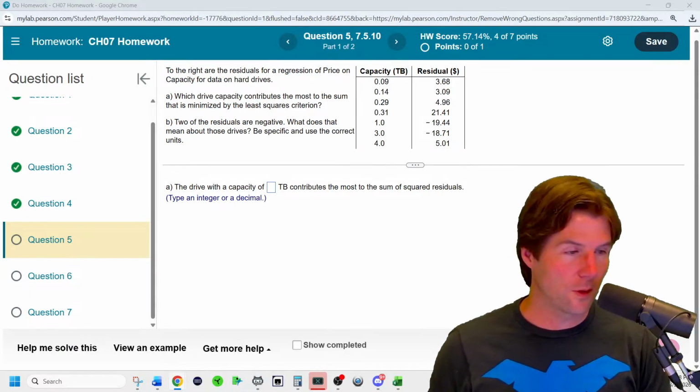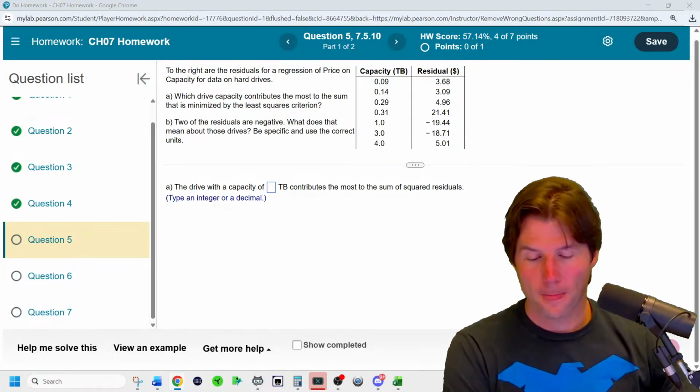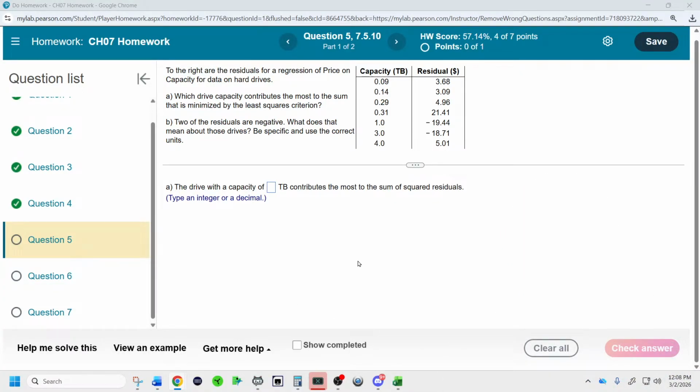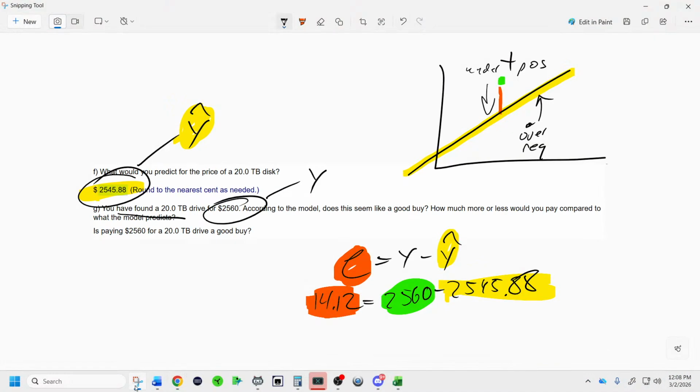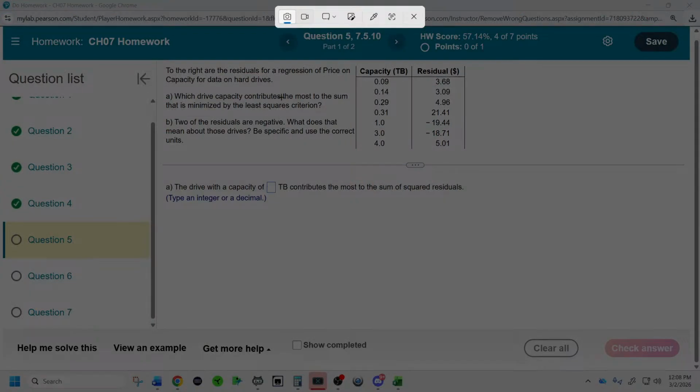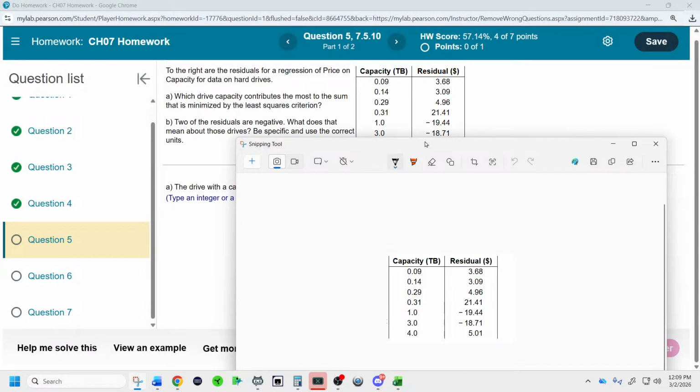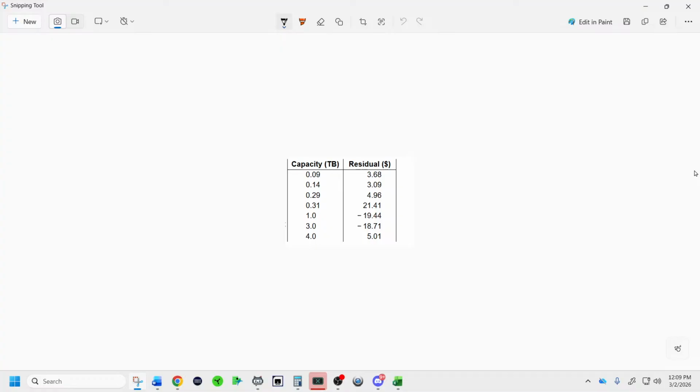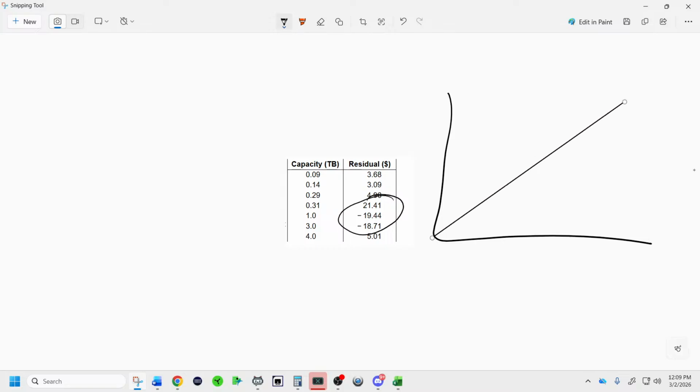Okay, which of these gives the biggest contribution to the sum of the squared residuals? When you hear residual, you should just think error. And residuals are how far these are away. So as you go up in capacity, what you notice right here is the residuals get really big around here. So if we were to draw the line, and then think about these points, we'll put where 1 is at, where 3 is at, and where 4 is. There we go. 1, 2, 3, 4. Capacity in terabytes, a 90 megabyte hard drive.